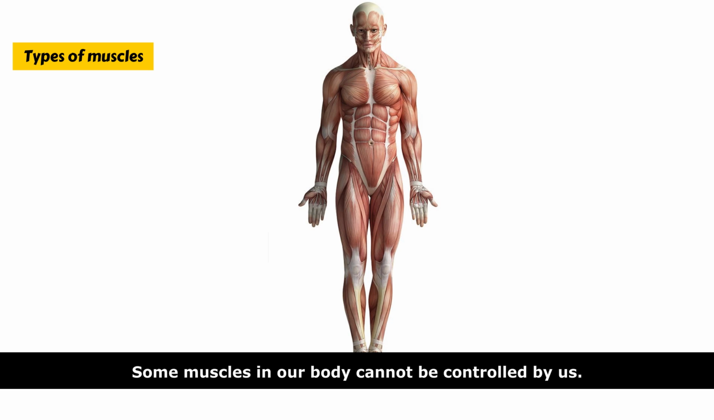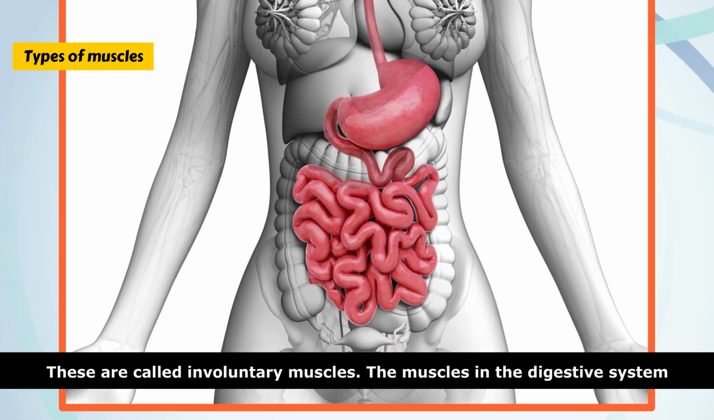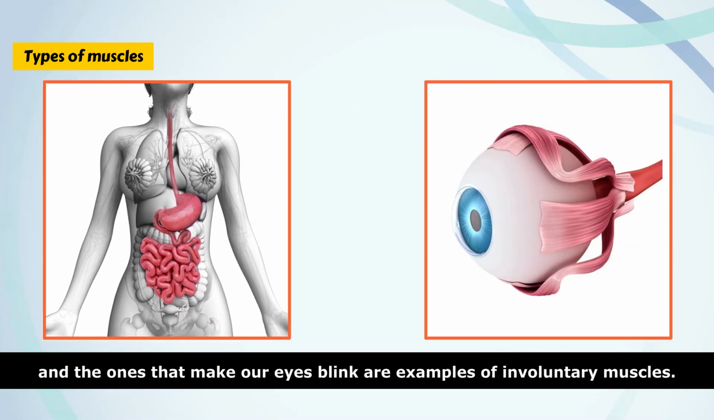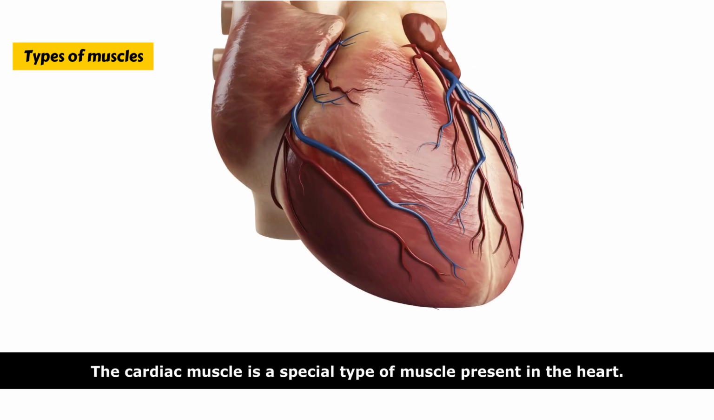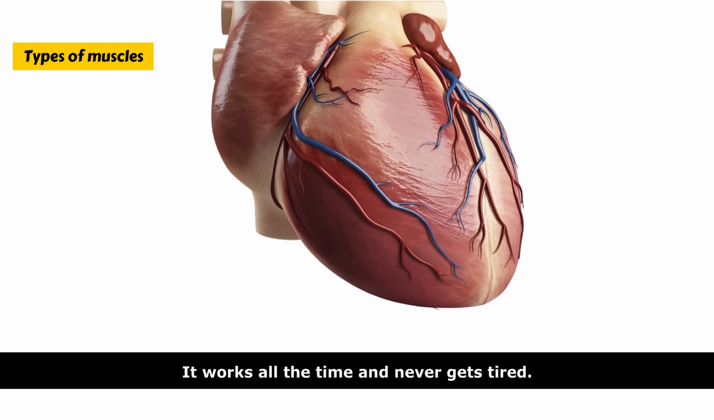Some muscles in our body cannot be controlled by us. These are called involuntary muscles. The muscles in the digestive system and the ones that make our eyes blink are examples of involuntary muscles. The cardiac muscle is a special type of muscle present in the heart. It works all the time and never gets tired.